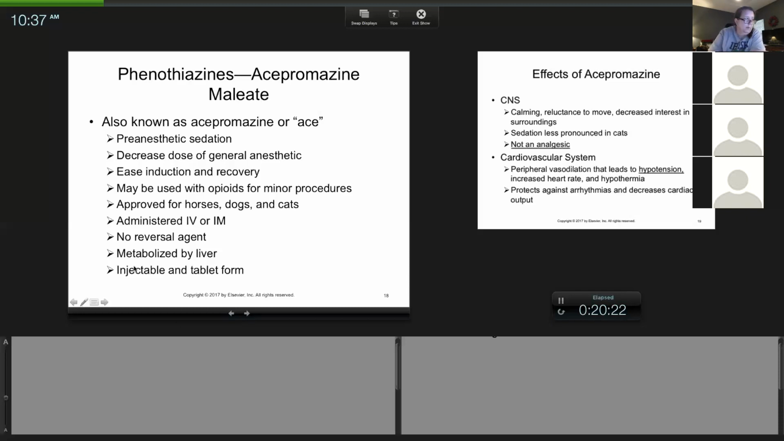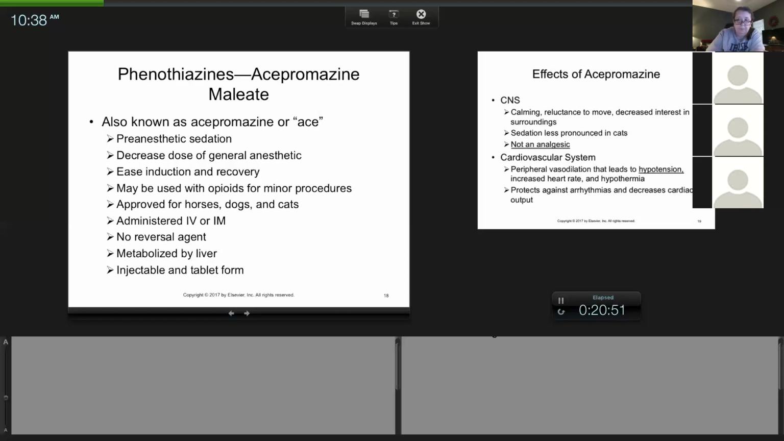There's a note here at the bottom. It comes as an injectable and tablet form. You can give the injectable orally. If you have a cat that's aggressive, you can squirt it in its mouth and it will get absorbed. My friend had an Airedale that had really bad storm anxiety, and she actually used sublingual acepromazine liquid injectable orally for storms. It helped calm him for storms.